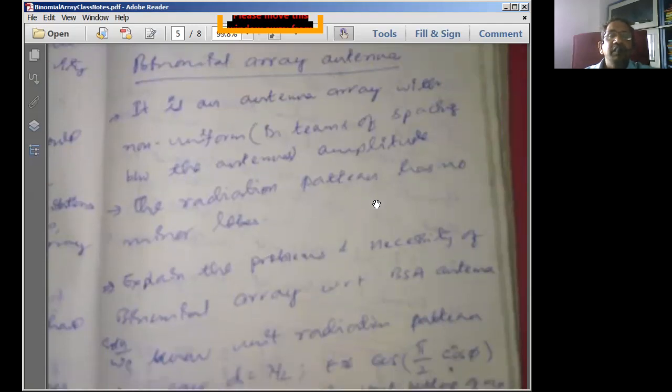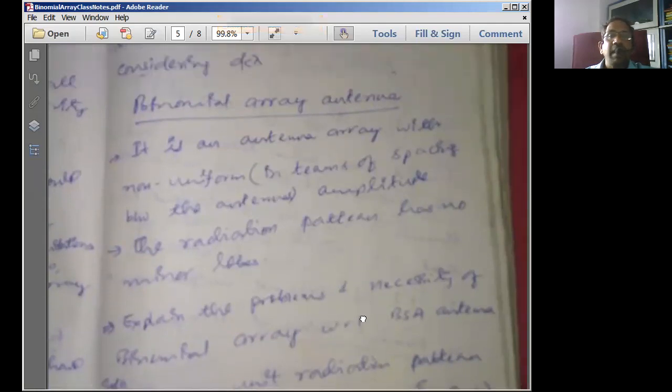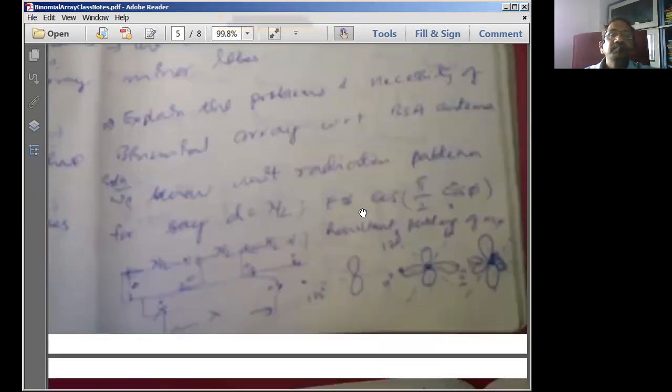Because of that, what happens? The radiation pattern has no minor lobes. Minor lobes simply vanish in the case of the binomial type of array.